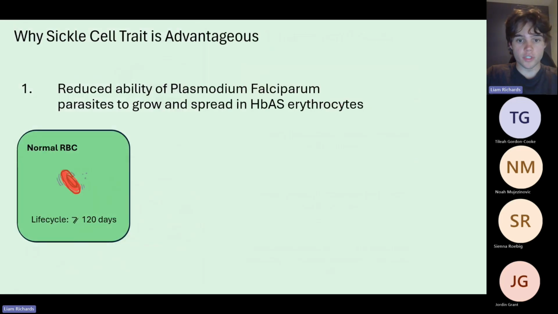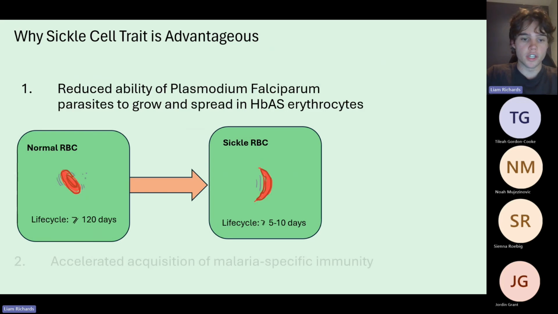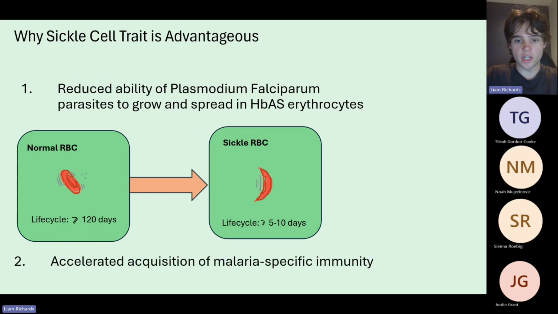While the exact mechanism of sickle cell trait-mediated malaria protection remains uncertain, some studies suggest that infected AS genotype red blood cells can deform into the sickle cell shape, which may trigger early destruction in the spleen. Additionally, sickle cell trait carriers may also gain an accelerated acquisition of malaria-specific immunity.